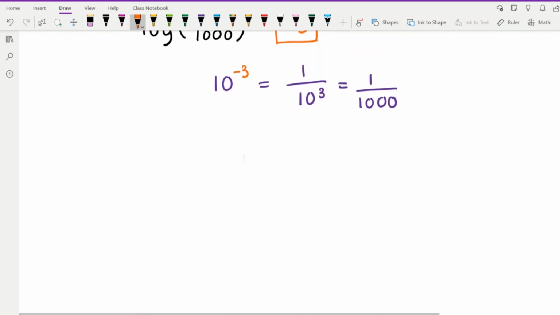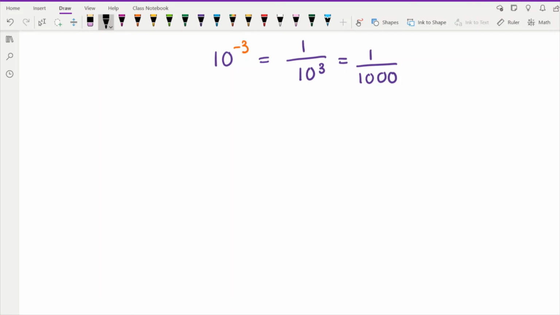Okay, a couple more examples. So let's try ln of 1. So again, ln is a special type of logarithm, and it's specifically a logarithm with a base of e. So it's asking us, what power do we need to raise e to in order to get 1?